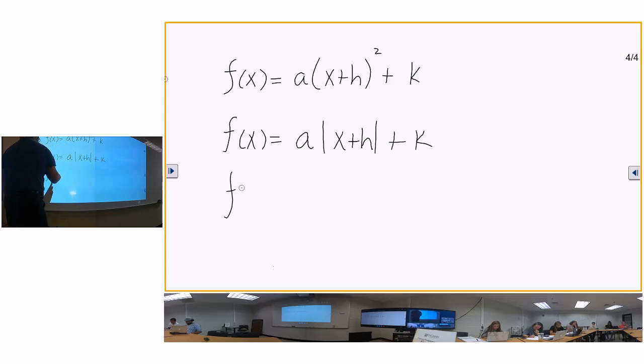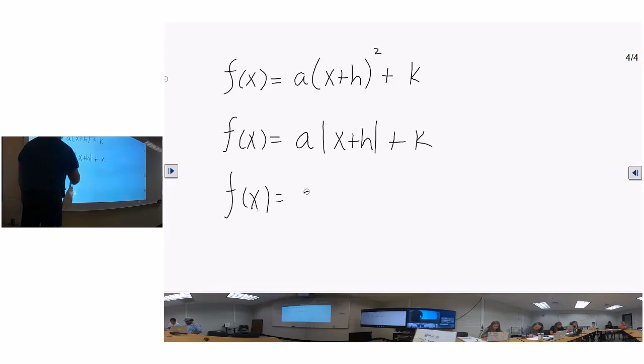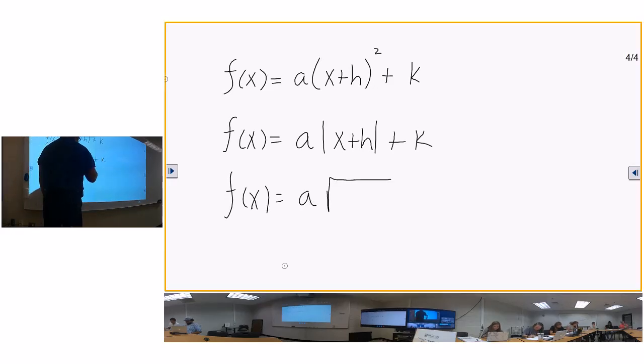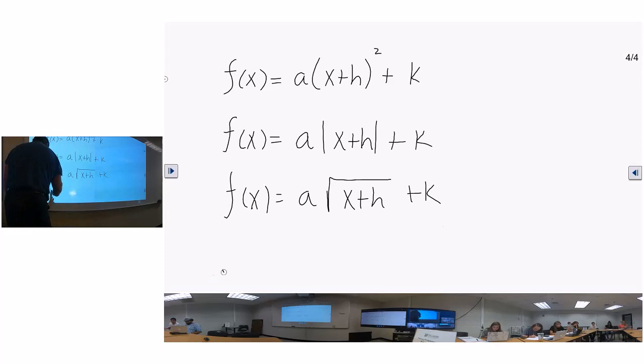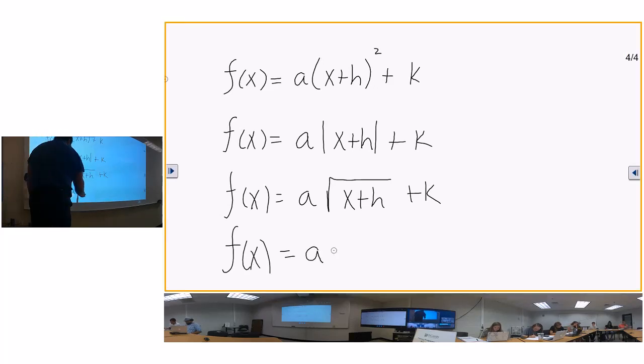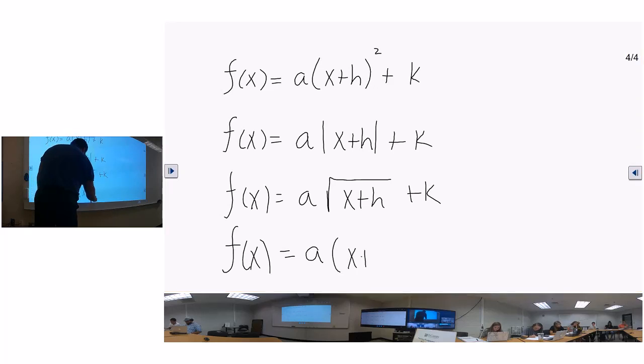f of x is equal to a times the square root of x plus h, plus k. And I'm just going to do one more. f of x is equal to a times (x plus h) cubed, plus k.